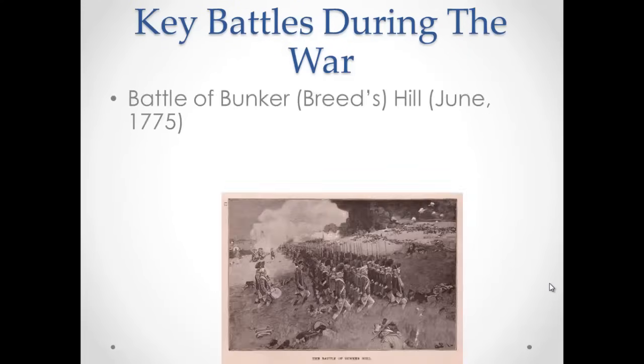And the first one I talked briefly about is the Battle of Bunker Hill, which is incorrectly called. It should really have been called Breed's Hill, and this happens in June of 1775. Now, the Americans end up losing this battle, but there were heavy British casualties. It was actually the worst day of the entire war for the British.